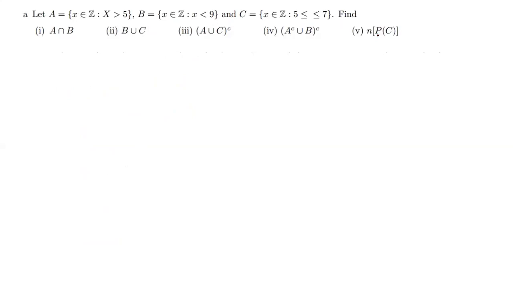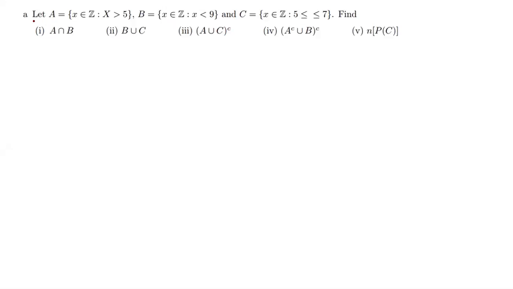So in other words, when they say find the NPC, they are simply telling you to find the cardinality of the power set of C, meaning the number of subsets of C. Yeah, it's just as simple as that.